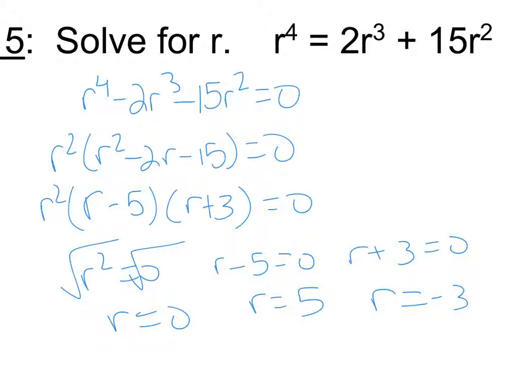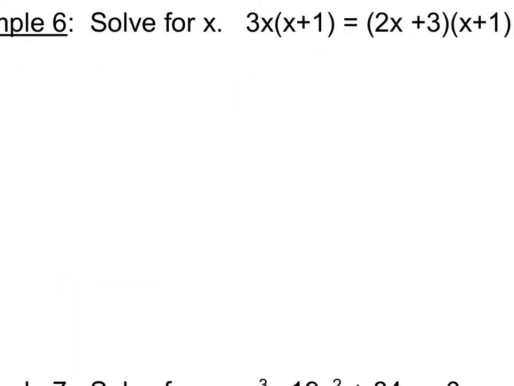Alright, let's take a look at some more. Now these ones we have some work to do. So what we're going to need to do is multiply this out, then get it equal to 0. So distribute the 3, you get 3x squared plus 3x equals, multiply this over, 2x squared plus 2x, so I go plus 2x plus 3x, so I get 5x plus 3.